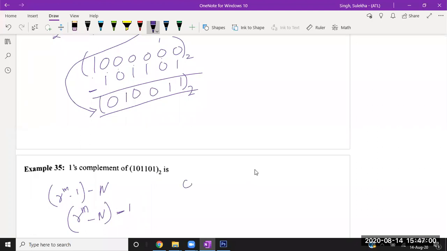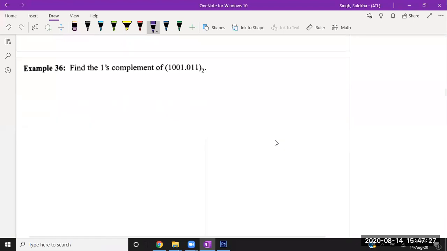In the previous case, you got the answer 0.0110011. You need to subtract 1 from this answer, and your answer will become 0.10010. So this is the answer for this question. Okay, is this clear?